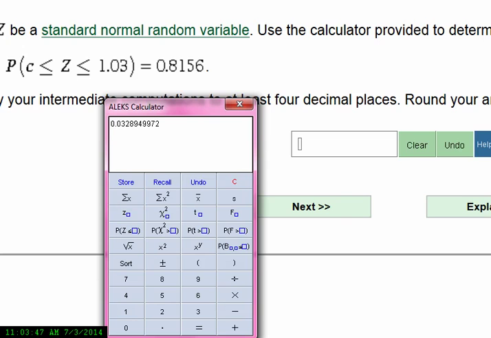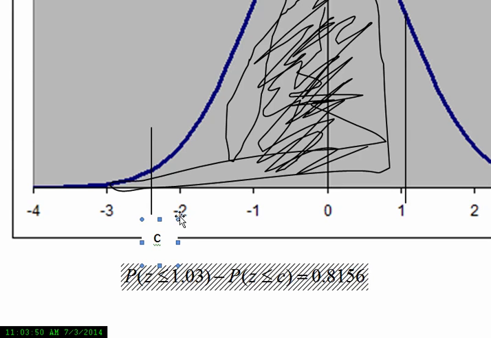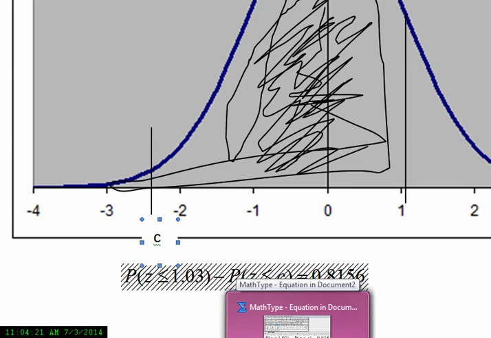Let's go back out to look at the picture so you can see what I'm talking about. I know that the area to the left underneath the probability density function is 0.0329. ALEKS says, you give me the area to the right, I can give you the Z score, or in this particular case, the value of C represented by the Z score. So if I know the area to the left is 0.03, then the area to the right is going to be 0.97 because they're complementary. They're going to add up to 1. So let's go ahead and find the complement by doing 1 minus 0.0329 and then finding the Z score for that.